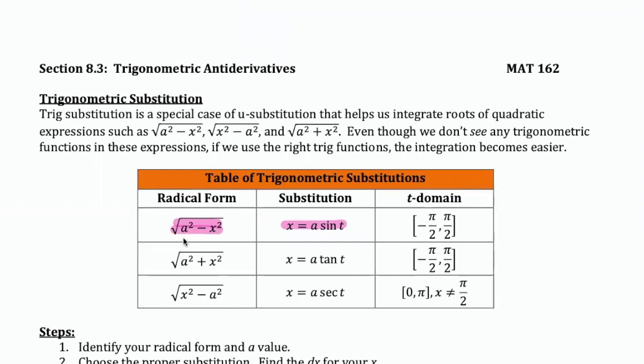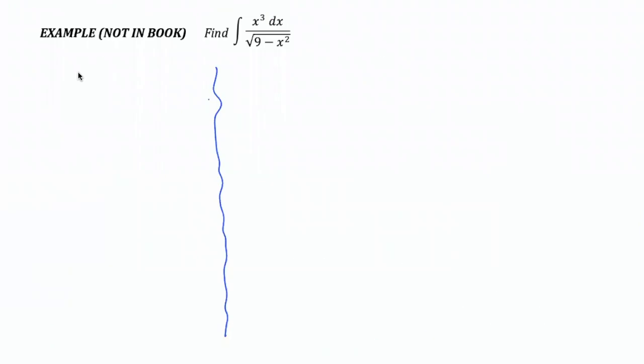I have a constant first minus my x squared. So I'm going to be using the substitution a sine t. So in my problem, a squared is 9, giving me a will be 3. My substitution is supposed to be a sine t. So my substitution is going to be 3 sine t.